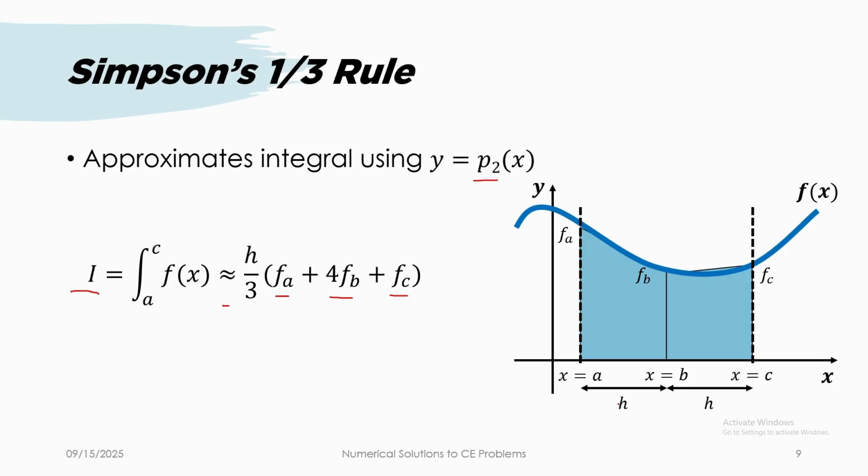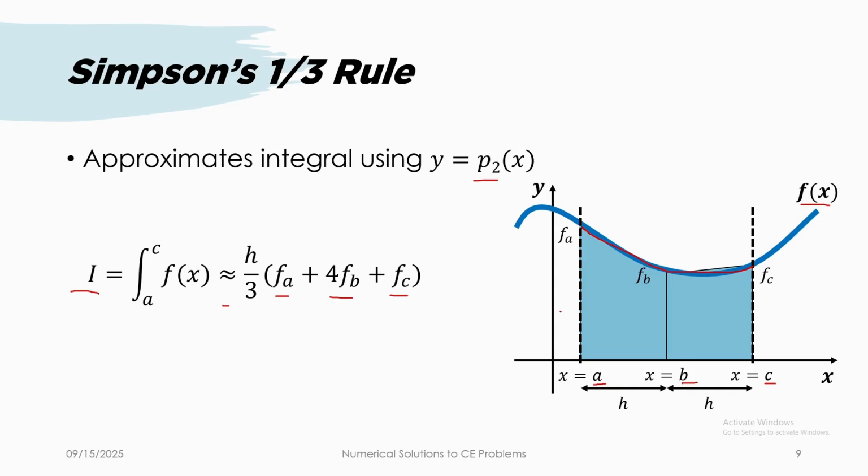Here, we take three equally spaced points a, b, and c. A parabola is fitted through these points, f of a to f of b, then to f of c. And we integrate that parabola exactly. If we think about it geometrically, we're no longer approximating the curve with a straight line, but with a parabola, which hugs the curve more closely for this case of f of x.